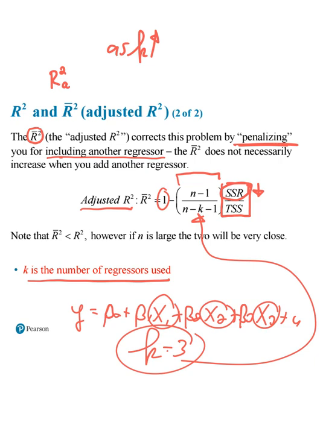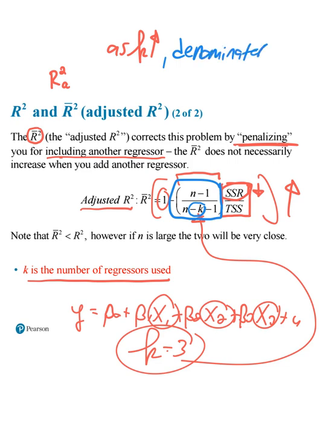And if SSR goes down, then R squared will go up. But as k gets bigger and bigger, let's look at this coefficient right here. As k gets larger, because there's a negative sign, the denominator is going to become smaller. As k gets bigger, the denominator does indeed get smaller. As the denominator gets smaller, that means that the fraction n minus 1 over n minus k minus 1 is going to get bigger.